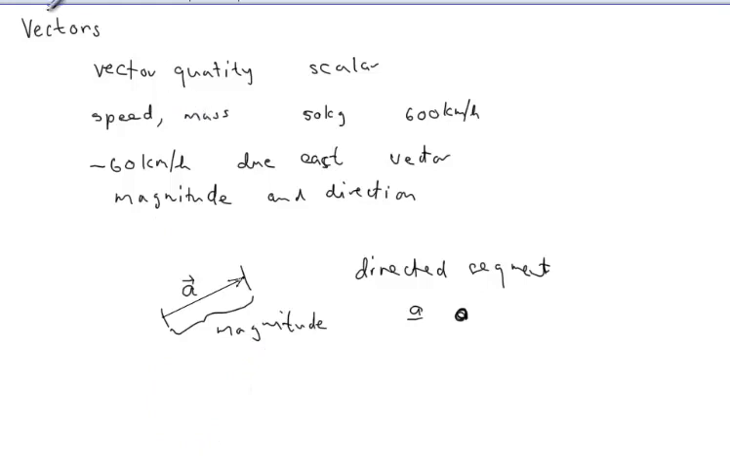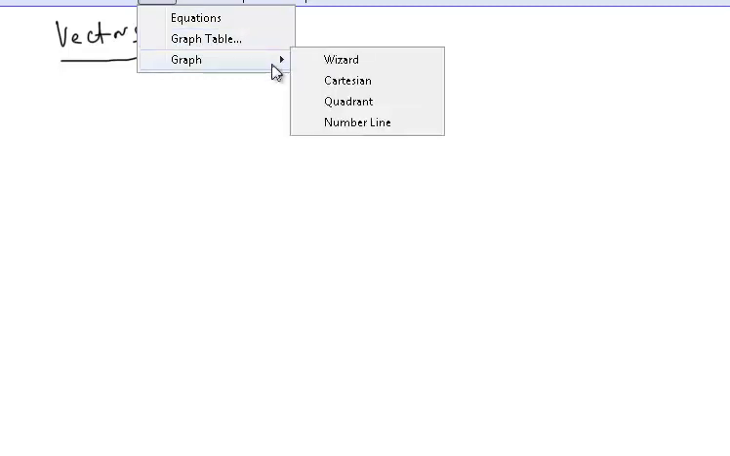Okay, let me see if I can get something interesting here. Let me go to the, let's see. Again, we're still dealing with vectors. No, I don't want that now. Let's do this. Let's have an arrow like we had before.